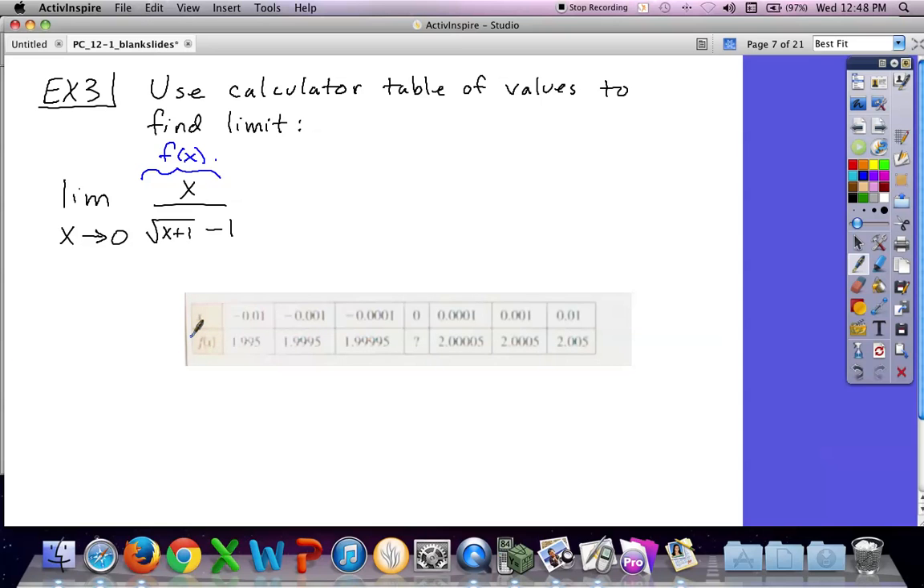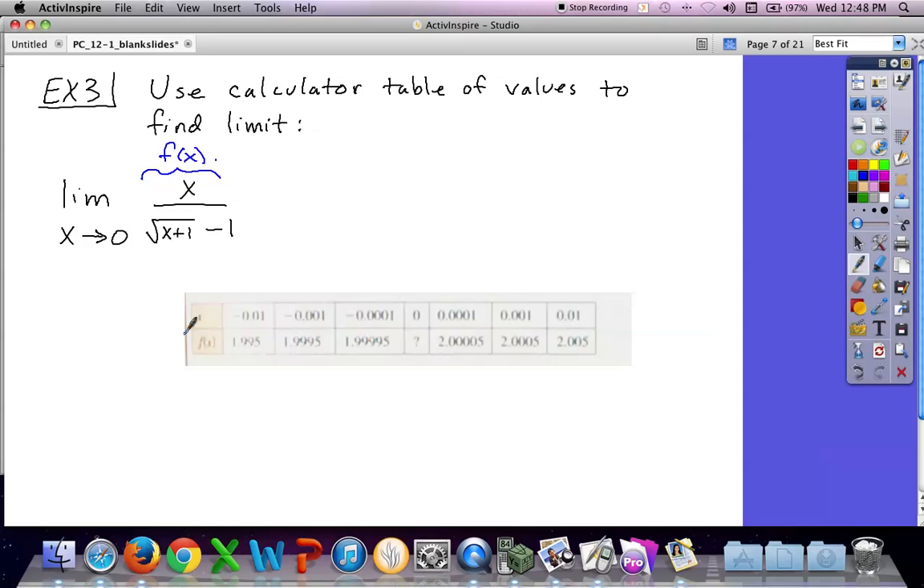Remember, when you do a table of values, you get to pick the x's, and they pick the x's. This is just coming straight from your book. Notice how they've got the numbers with 0 in the middle, right? And our numbers are getting closer and closer to 0 as you step from here to here to here, right? Negative 0.01 to negative 0.0001. They're getting closer to 0.